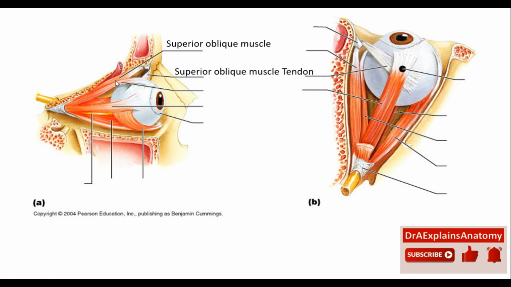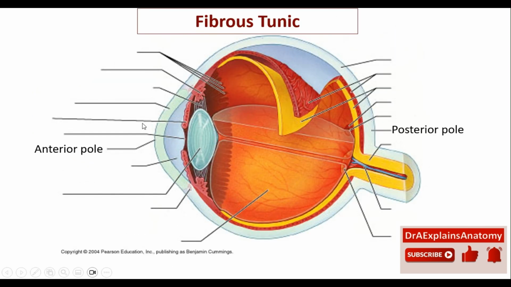You can see the superior oblique tendon, which is held by the trochlea. So the trochlea was one of the structures on the humerus bone, on the distal end in specific of the humerus, which is the bone in your arm. Whereas right here, the trochlea is what holds the tendon of the superior oblique muscle. This is the inferior oblique muscle. Moving to the fibrous tunic, this is the cornea. And this is the sclera. As we mentioned earlier, the bulbar conjunctiva covers the sclera.